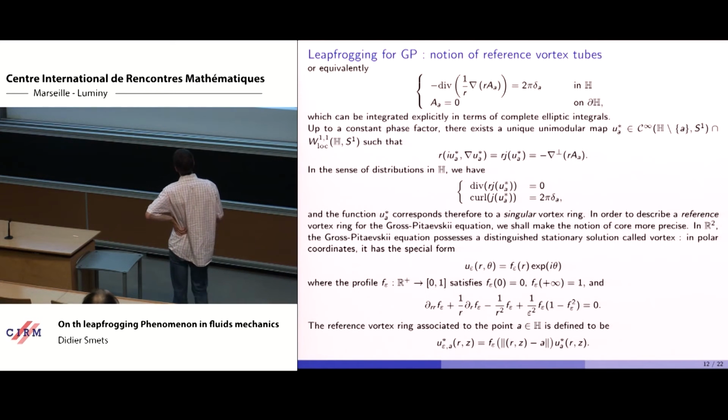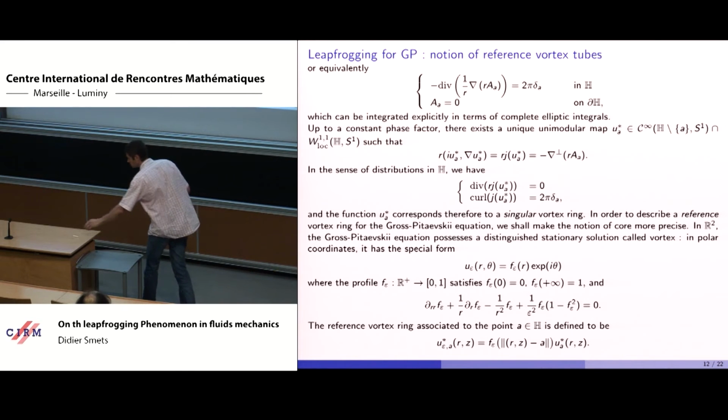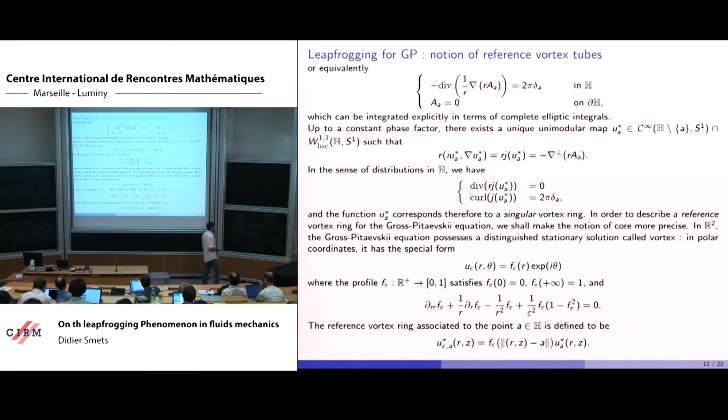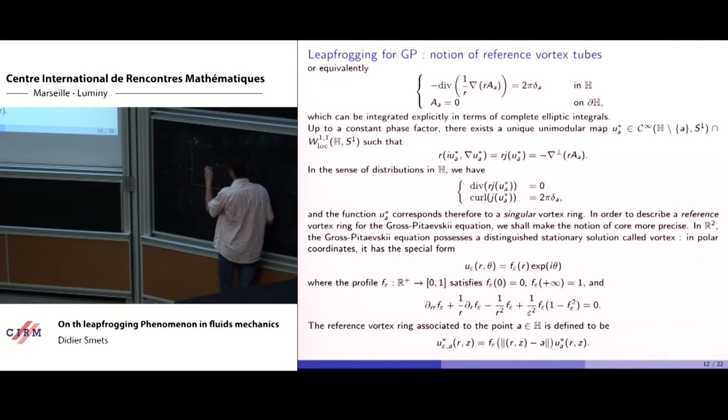Okay, this cannot enter the framework of the Gross-Pitaevskii equation because it is singular and it has infinite kinetic energy. So we will regularize it in order to make it enter the framework of the Gross-Pitaevskii equation. And the way we will regularize it is through an optimal profile in an energetic way. So our u is singular at that point, that will become the center of a vortex.